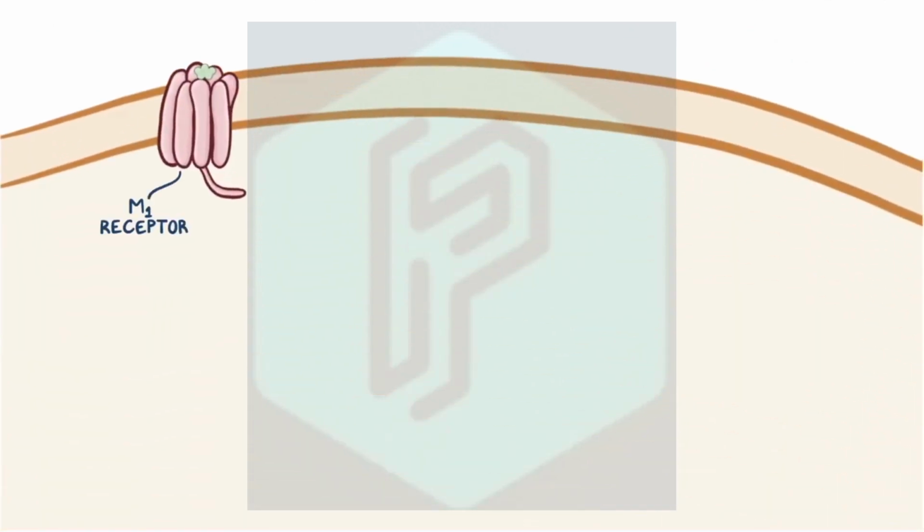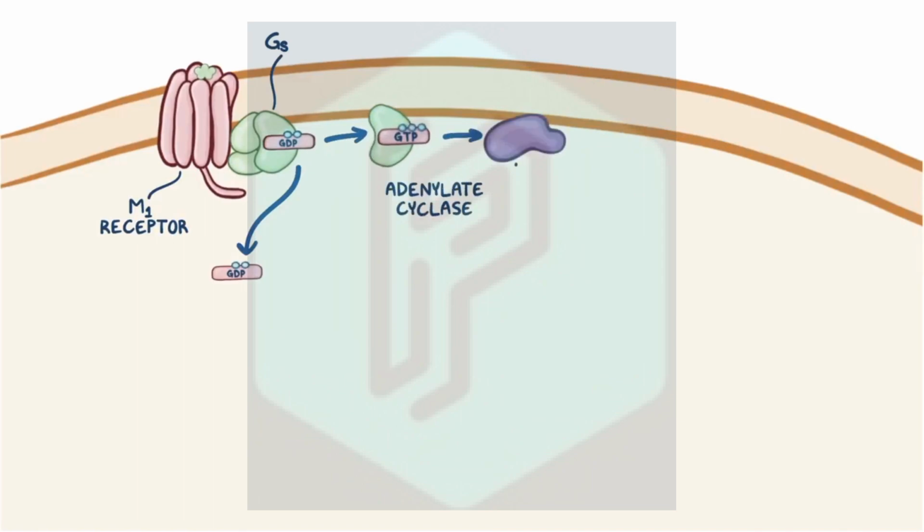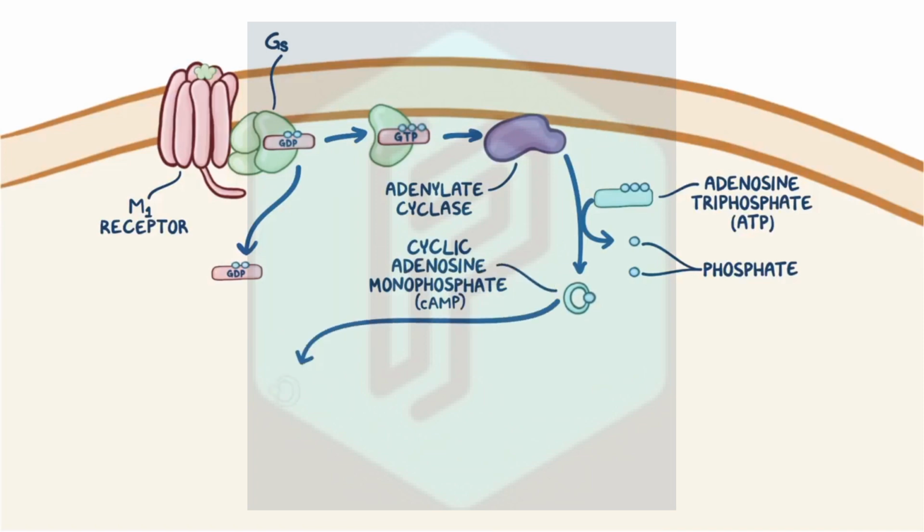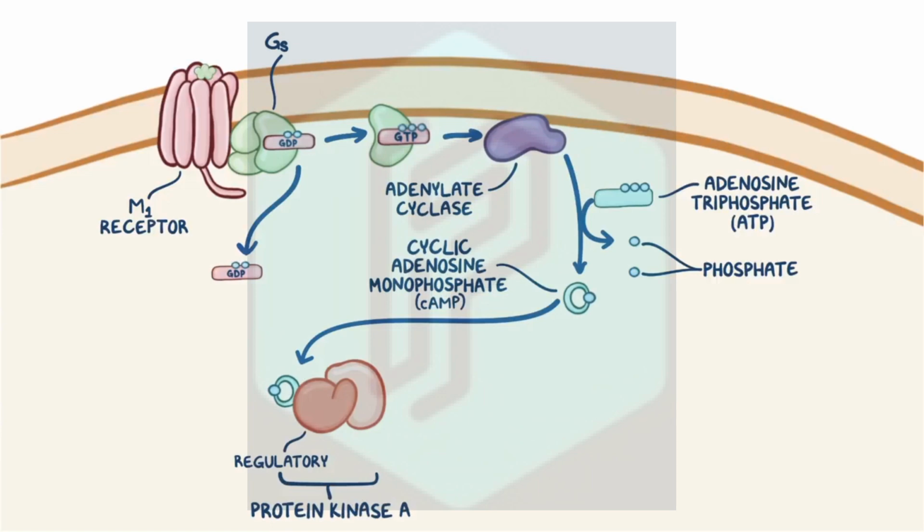M1 receptors may also be coupled with the protein GS, which stimulates an enzyme known as adenylate cyclase. Activated adenylate cyclase takes adenosine triphosphate, or ATP, and removes 2 phosphate molecules, transforming it into cyclic adenosine monophosphate, or cAMP. cAMP then moves throughout the cytoplasm, and it binds to the regulatory subunit of the enzyme protein kinase A, or PKA. When it binds to this part of PKA, cAMP makes it dissociate from the rest of the protein, which is a catalytic subunit of protein kinase A.